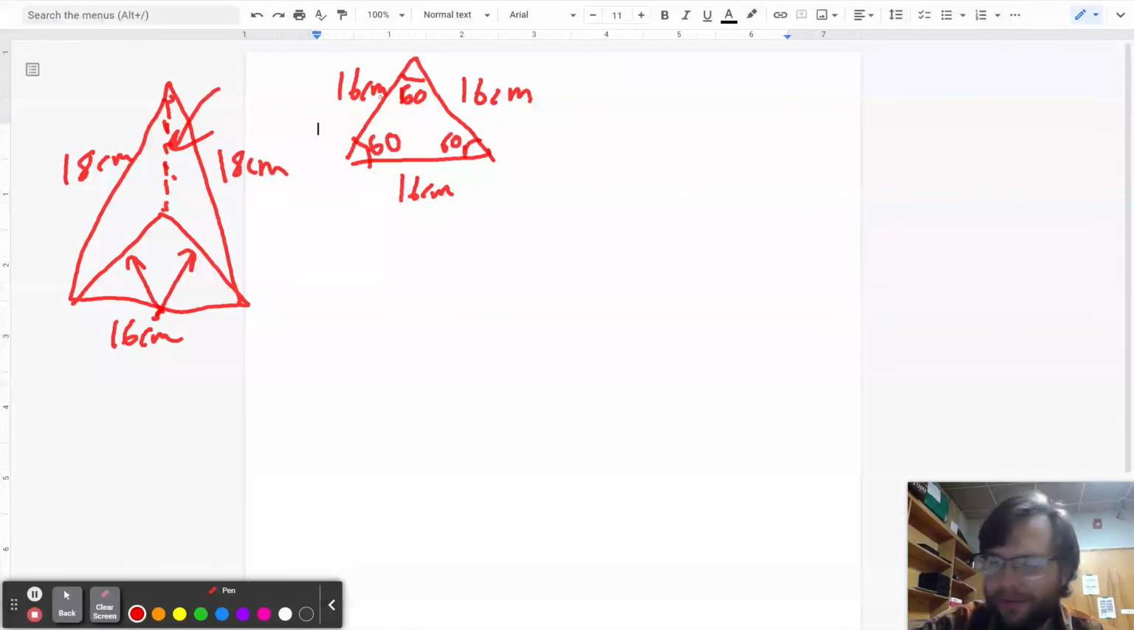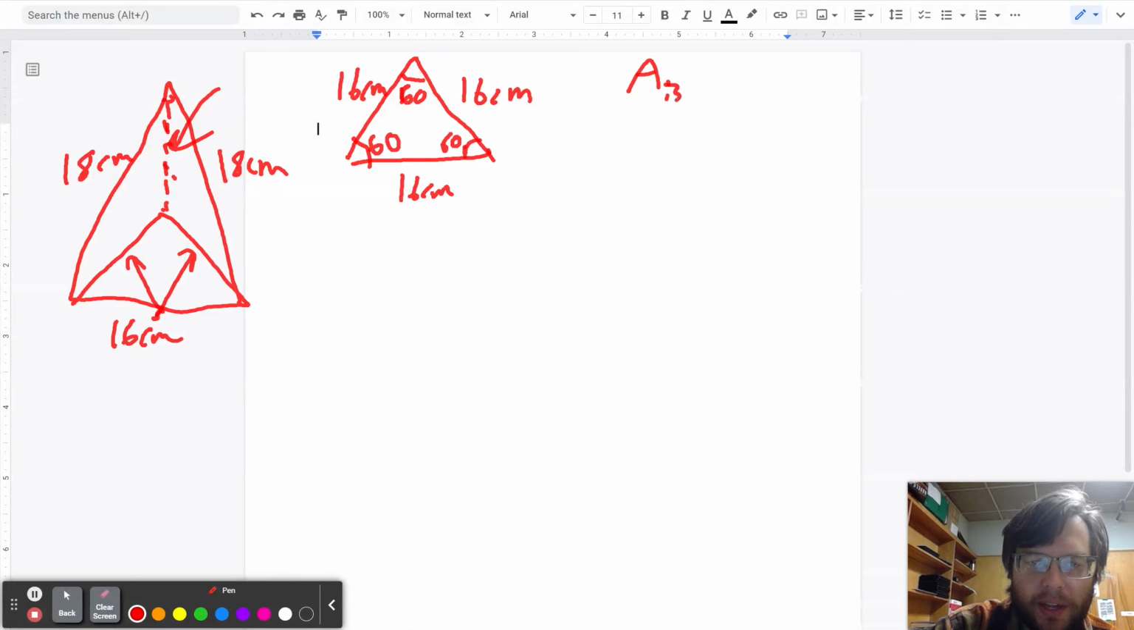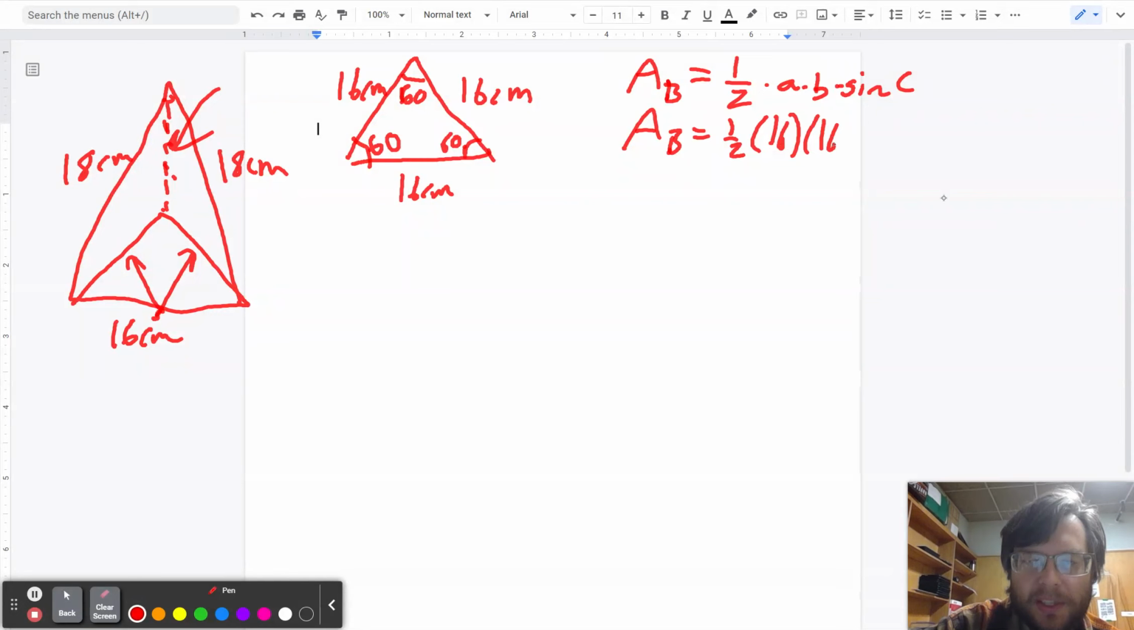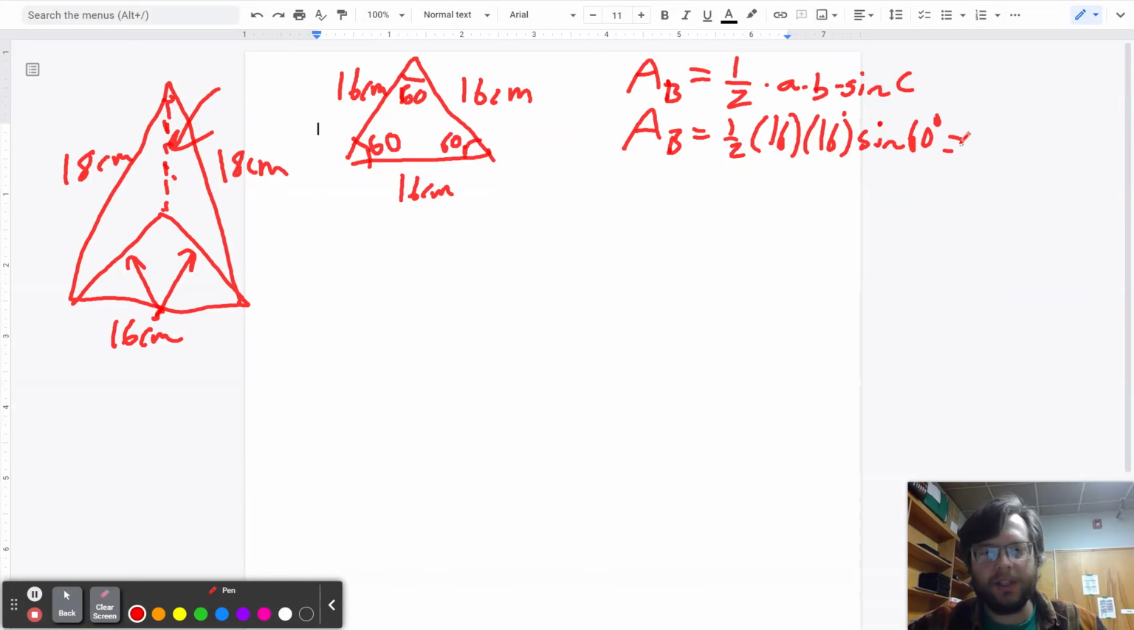So if I wanted to find, say, the area of the base, that would just be 1/2 times A times B times sine of C, or 1/2 times 16 times 16 times sine of 60 degrees. Just type that into the calculator. Oops, there you go.